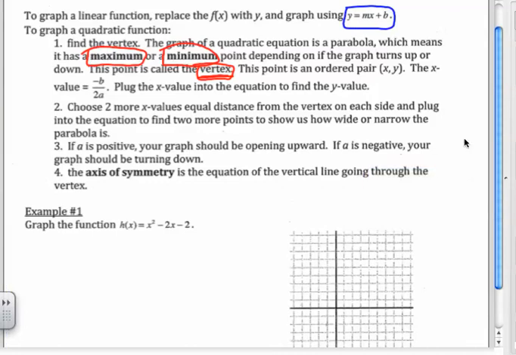Now, David said if we want to find the y, we'll just plug in what we got for x into the equation. It'll give us the y. Then we have the vertex. Okay?